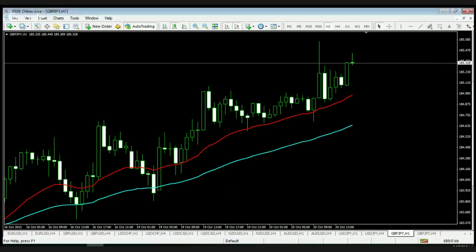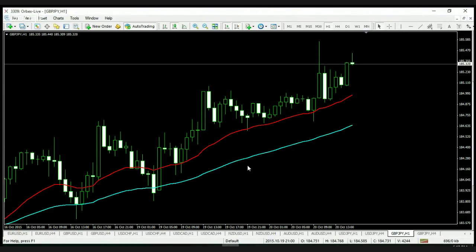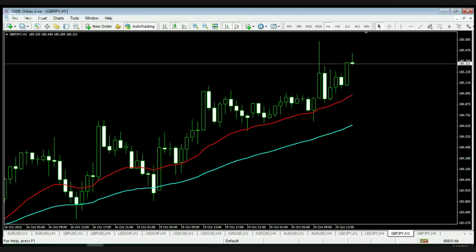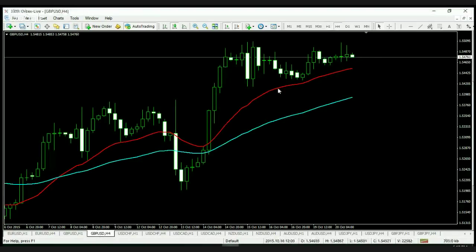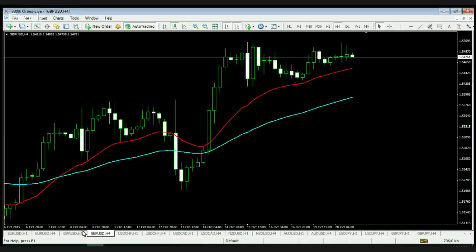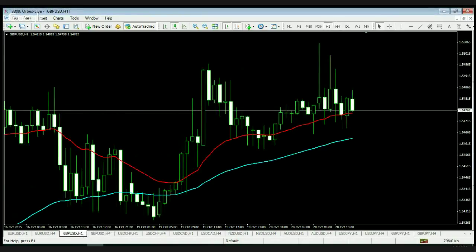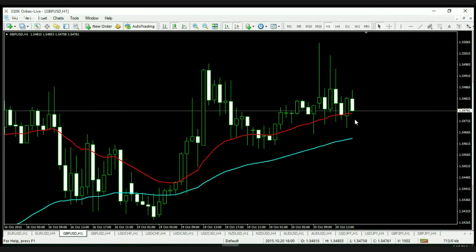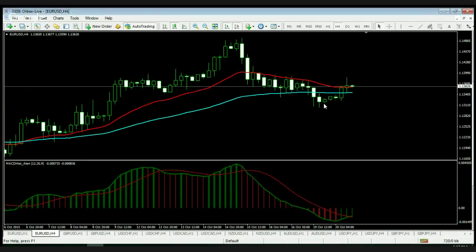So let's see how the markets have progressed. Pound dollar, uptrend still continues, and see, price is finding support at the red line, going up, finding support at the red line. So I had opened a short trade, but I closed it because price was not going down much. You see the uptrend on that.